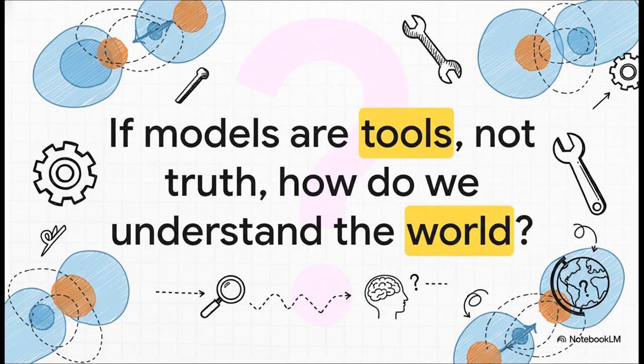So this leaves us with a final thought to chew on. If our best scientific models aren't the truth, but are instead just powerful, evolving tools that help us make sense of what we observe, what does that really tell us about the nature of knowledge itself, and about how we come to understand the world around us? It's a pretty big idea.